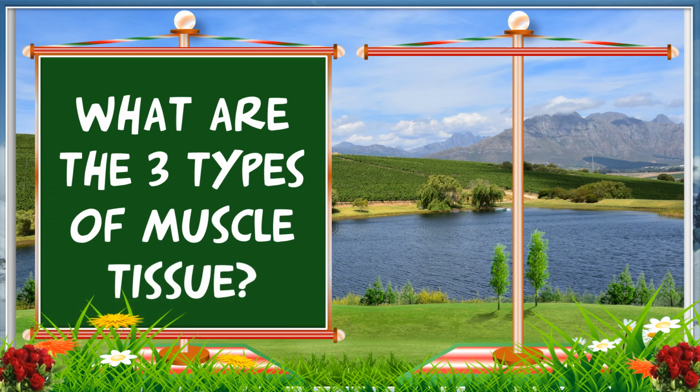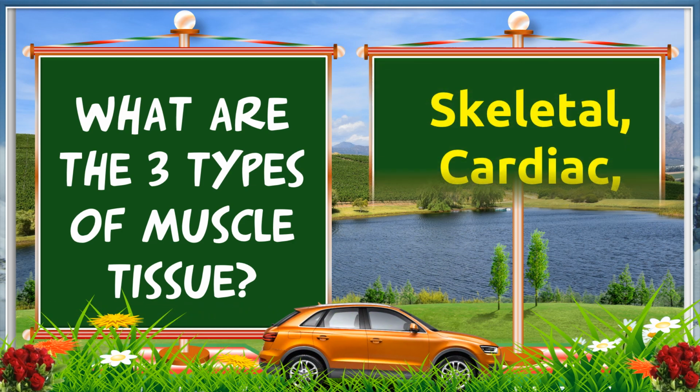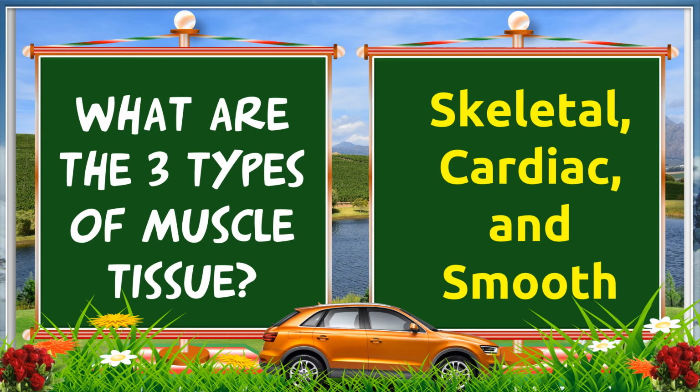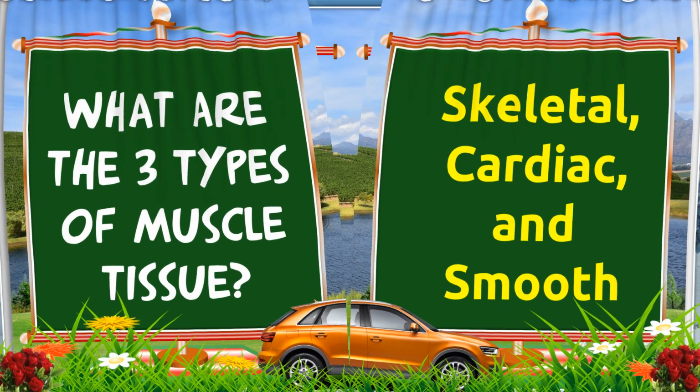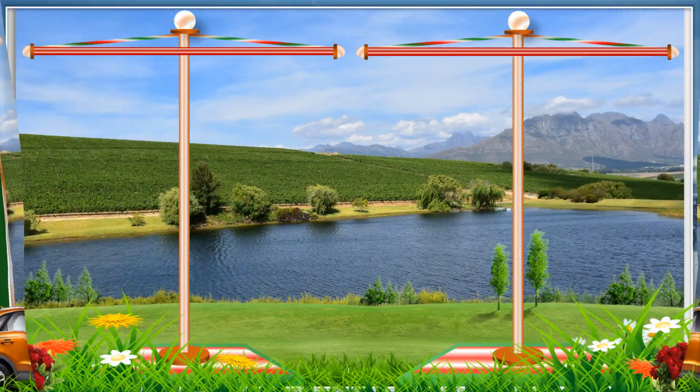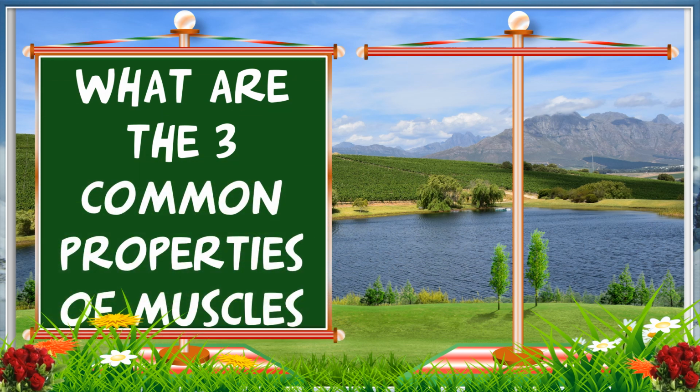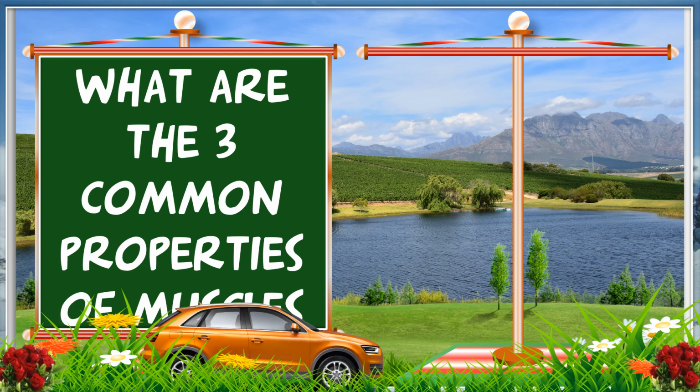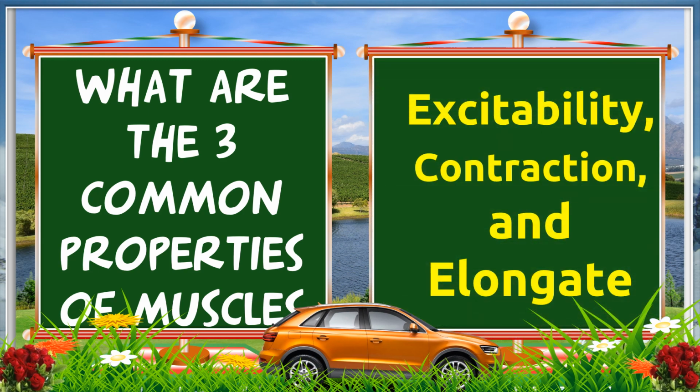What are the 3 types of muscle tissues? Skeletal, cardiac, and smooth. What are the 3 common properties of muscles? Excitability, contraction, and elongate.